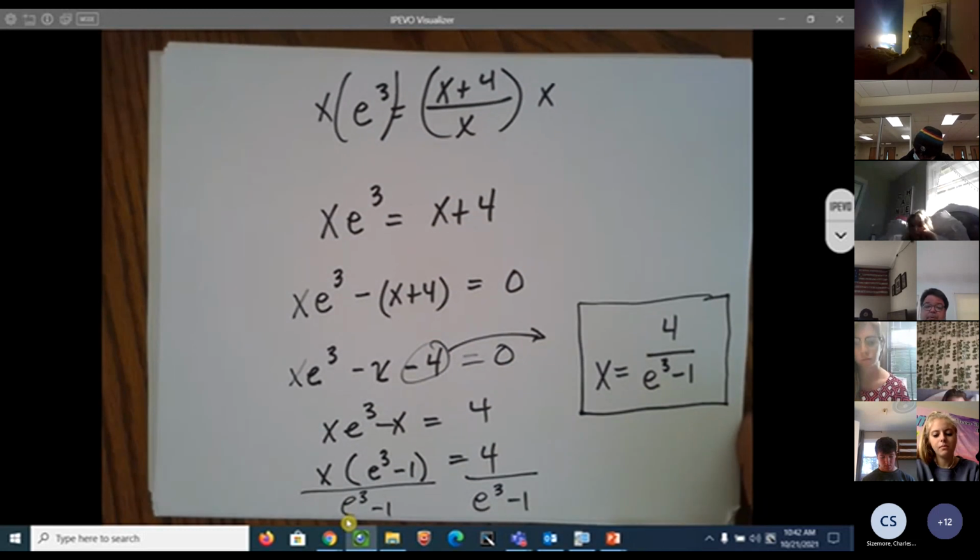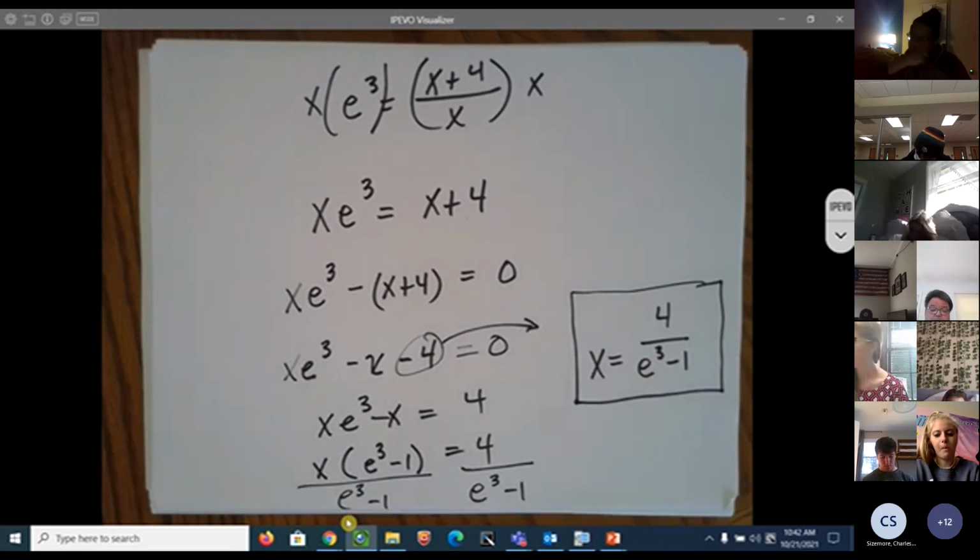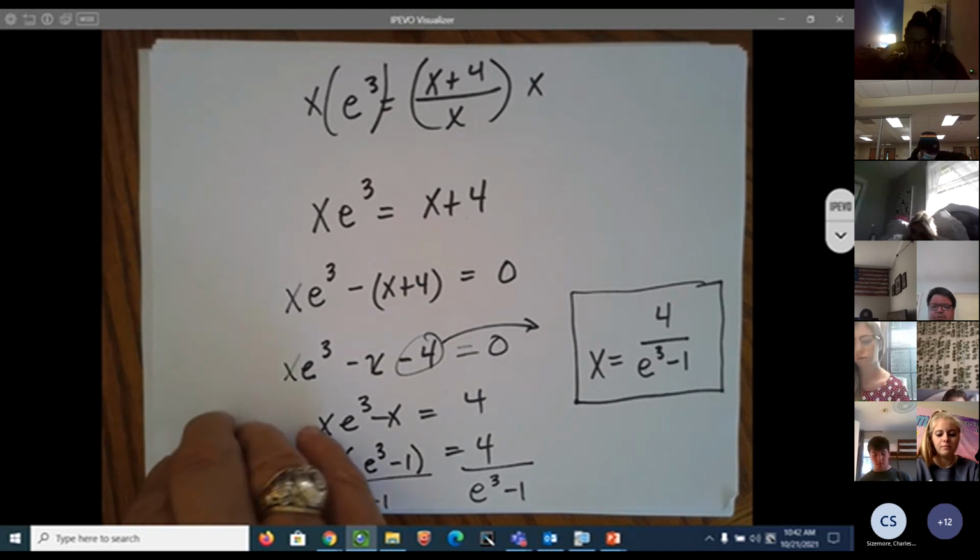We'll leave that up for a couple of seconds. That one's not fun. And these are like puzzles. They're like puzzles for those of you that like puzzles. When you're dealing with these logarithms, they're just like a puzzle.